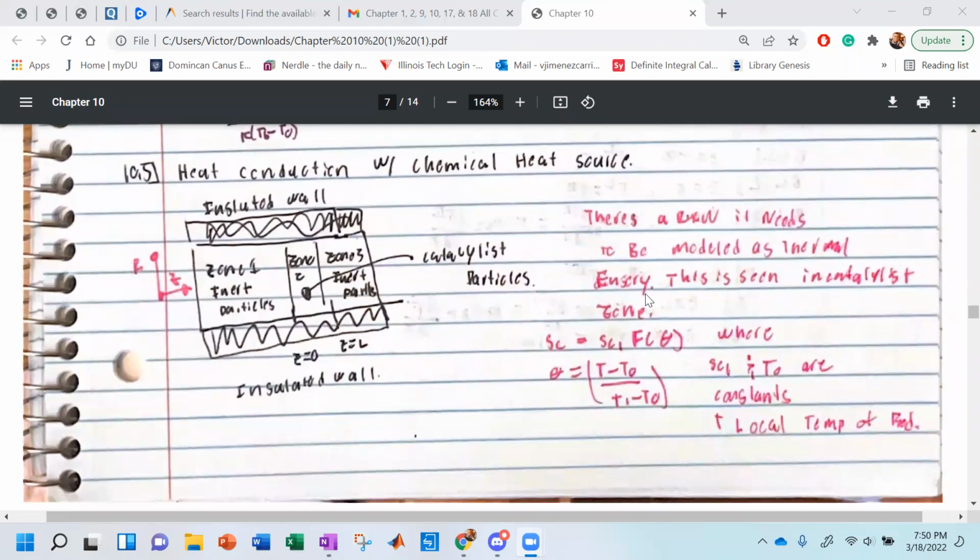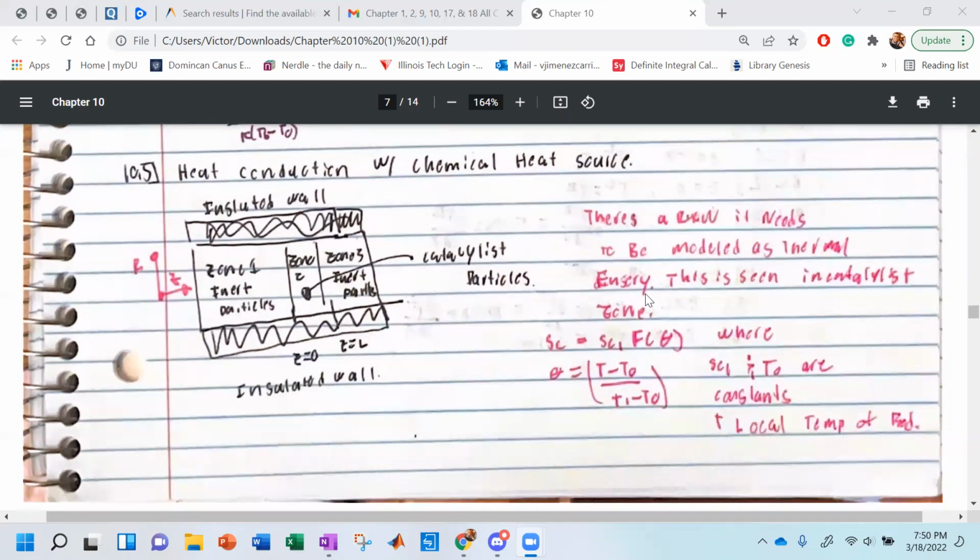All right, 10.5. Now, heat conduction with a chemical heat source. This is difficult, I don't like this at all, but we'll try to explain it. So imagine that you have this box that has 3 zones. Zone 1 is inerts, nothing's happening. Zone 2, there's catalyst particles and a reaction's happening. In zone 3, there's inert particles too.